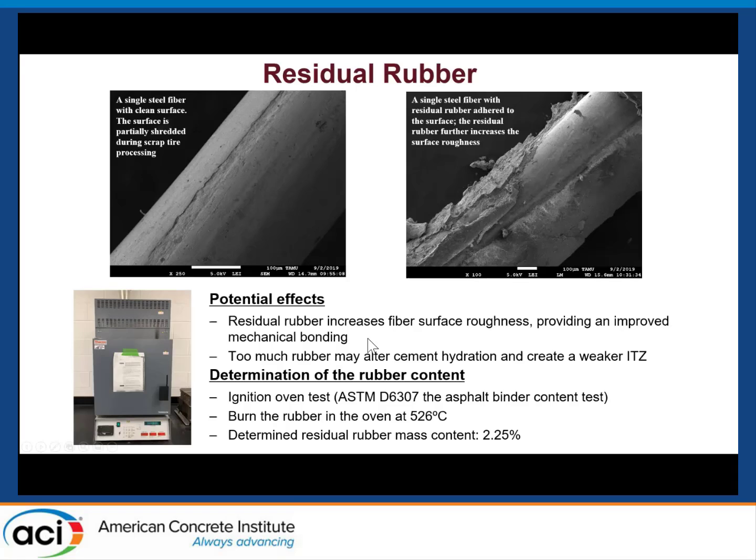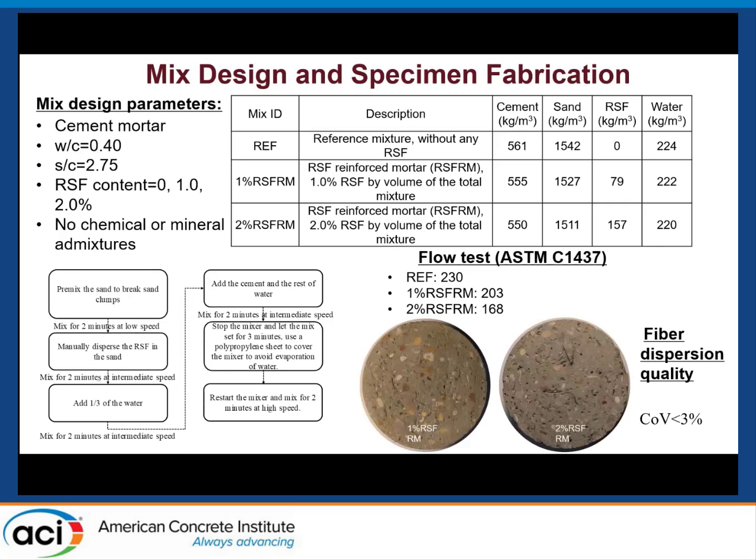to test asphalt binder content for asphalt concrete. Essentially, we just put our samples in the ignition oven, and then we burn away the rubber at 526 degrees Celsius. Then we measure the mass difference before and after the test. Then we determine our rubber content as 2.25%. I want to note here, this value is not very high, which means our fiber surface is relatively clean. And then we did our mix design, and we did specimen fabrication in the lab.